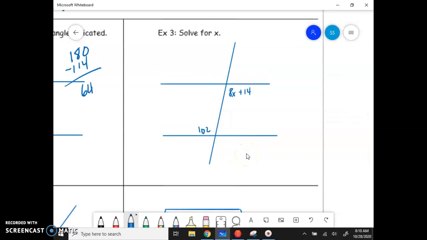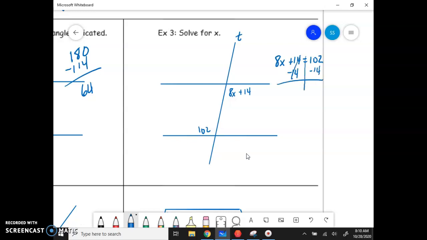Whereas these, for example 3, certainly both look to be about the same measure. And now that we know that these are parallel lines and this is the transversal, we know that the theorem would state that these have to be congruent. So we just need to set up this equation: 8x plus 14 is equal to 102. And then we just solve for x here. Subtract 14 on both sides.